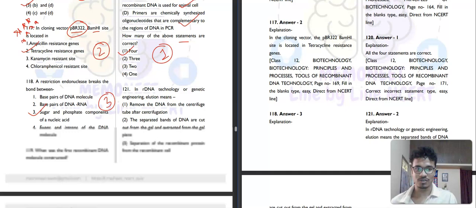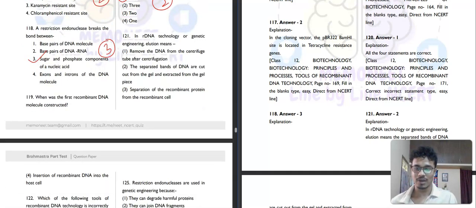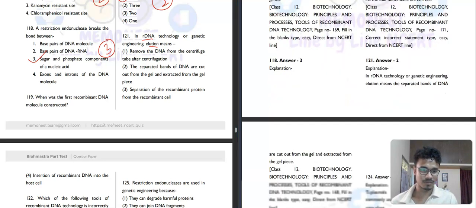Moving towards the next question, question number 121. Let's see. In recombinant DNA technology or genetic engineering, elution means. So what does elution mean? Elution basically means that separated bands of DNA are cut out from the gel and extracted from the gel pieces. That's the same thing. Second option will be the correct answer.